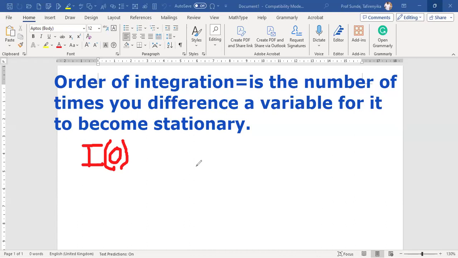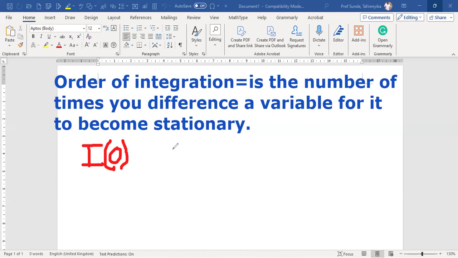So let's say you've collected your data for inflation, and then you test for its order of integration and find that it's integrated of order zero. It means that the data you've collected for inflation does not need to be differenced to become stationary. You don't need to change it in any way. It's already stationary. So that type of data is what we call integrated of order zero, right?